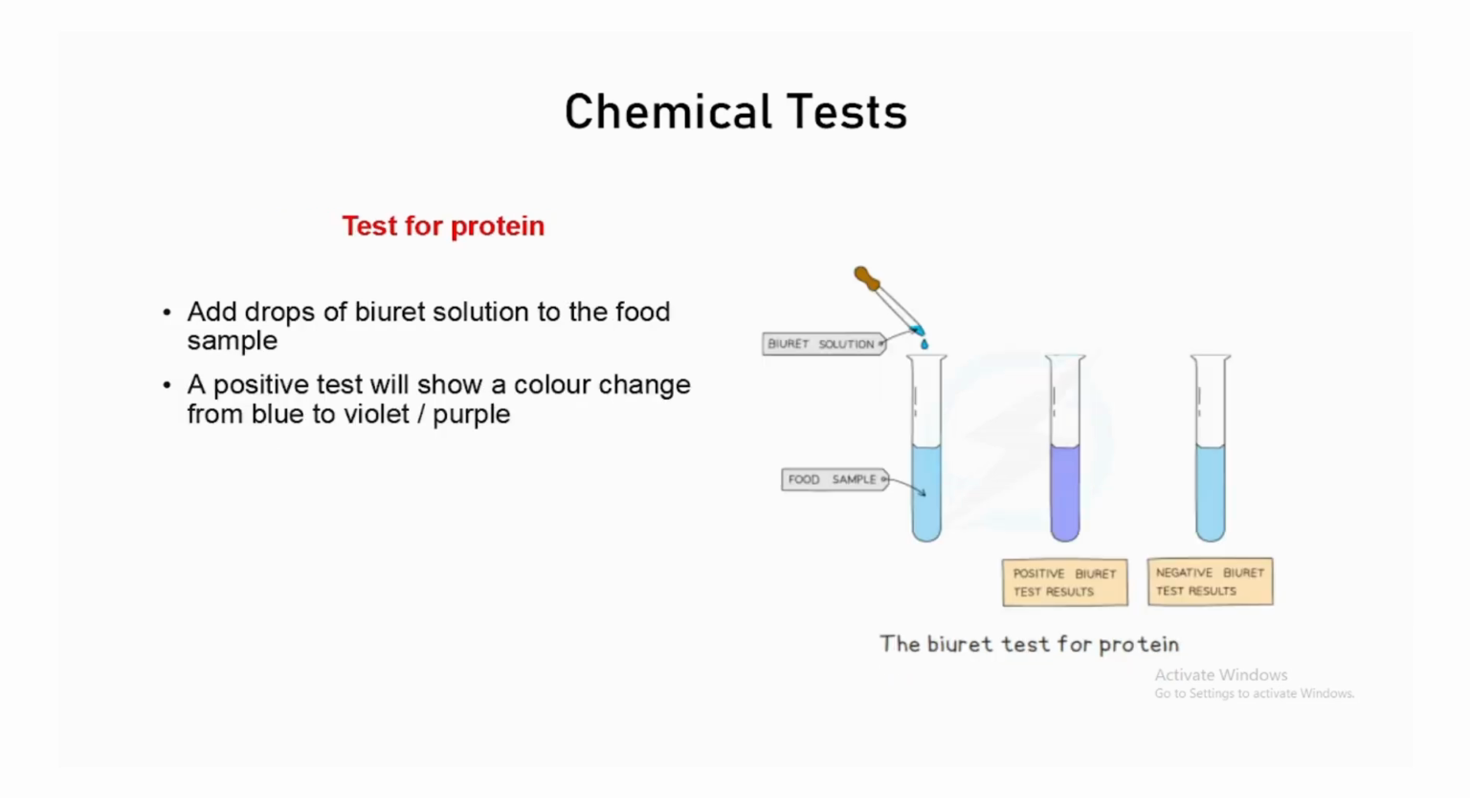Test for protein. Add drops of Biuret solution to the food sample. A positive test will show a color change from blue to violet, meaning purple. Here are the diagrams on the right side.